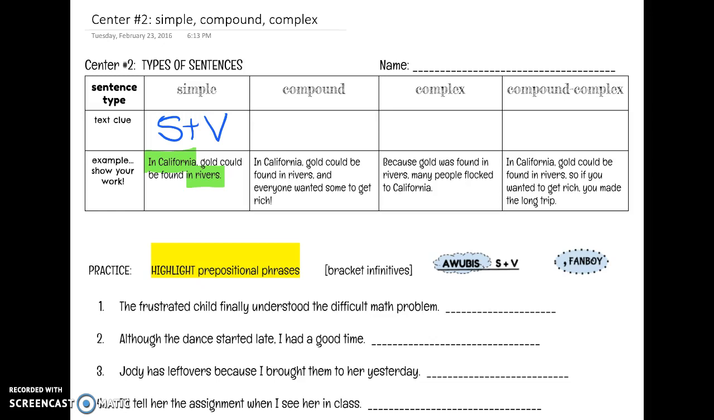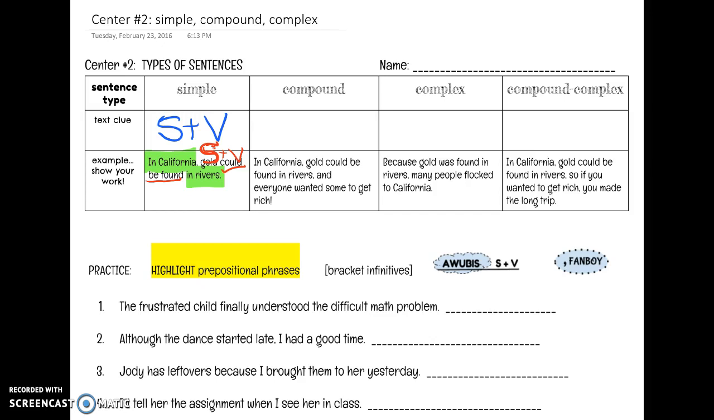So now I'm going to look for my subject. What's the sentence talking about? Well, the only noun that's left there is gold. And what is it saying about gold? Gold could be found, and together there's my verb. Subject plus verb with a couple of different phrases in there.